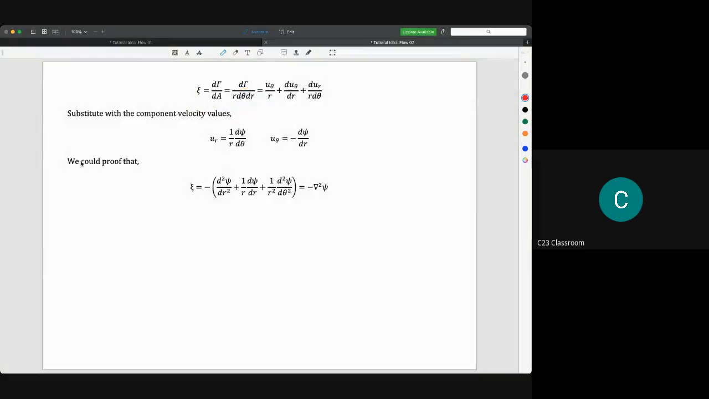If you do this mathematical work here, you will get this one, which is the vorticity of ideal flow. And then we substitute the values of u_theta and u_r here with what we have here. Then we could get this term, and this term is actually shown as negative nabla squared psi. So I hope you could do this at home and try it by yourself.